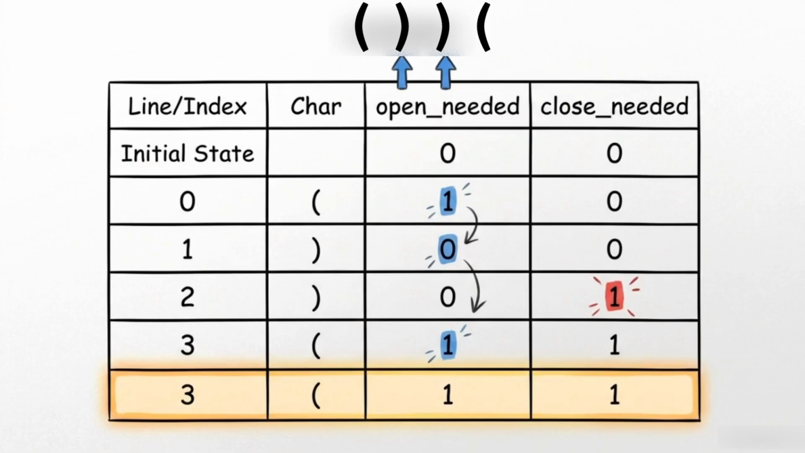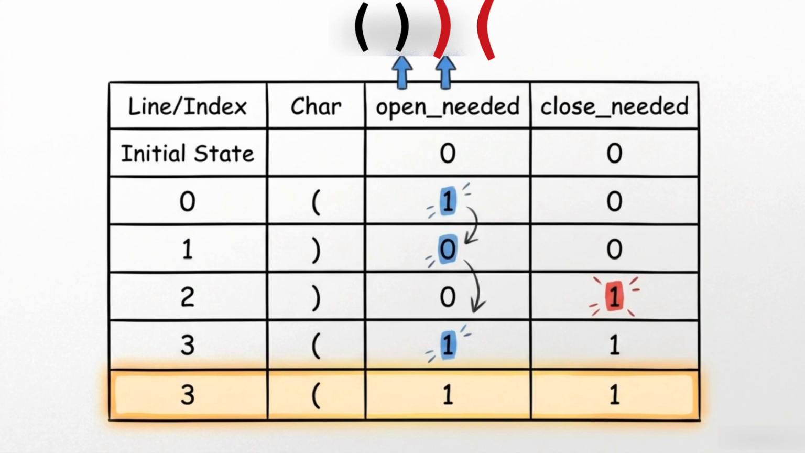Let's run the trace on the edge case string. Index 0, opening bracket. We update the open needed column from 0 to 1. Index 1, closing bracket. This pays our debt. The table advances, and open needed drops back down to 0. Index 2, another closing bracket. The logic checks open needed. It's 0. We have an unmatched bracket, triggering the close needed column to increment to 1.